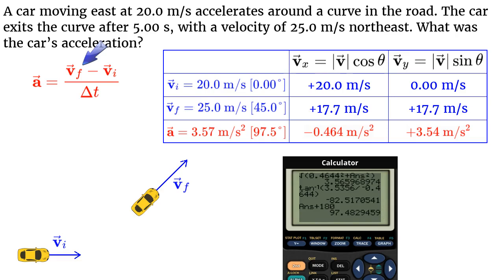Now, I've labeled my columns Vx and Vy. Technically, only the first two rows here are velocities. The third row is actually acceleration, so I should probably just change them to x and y.